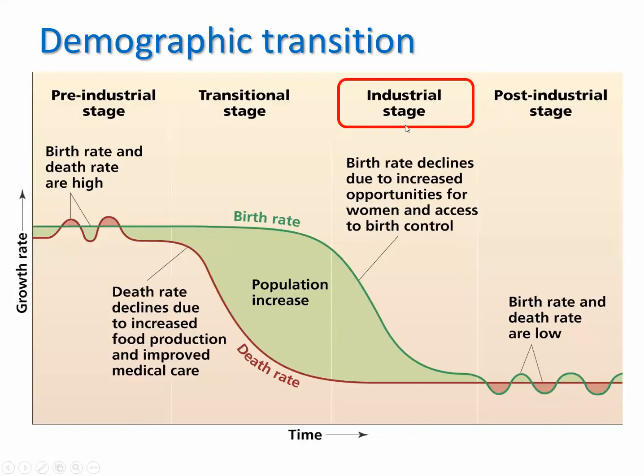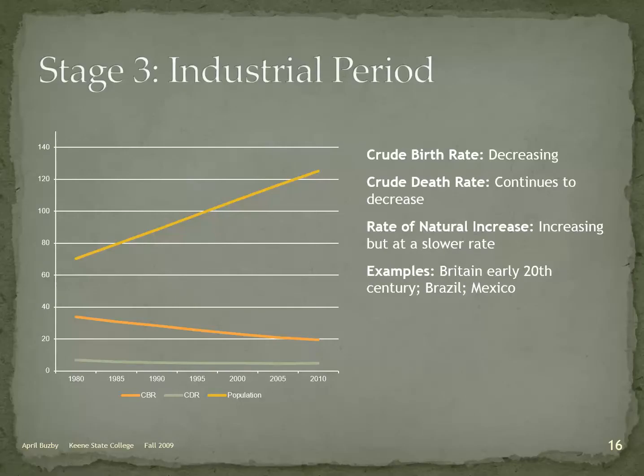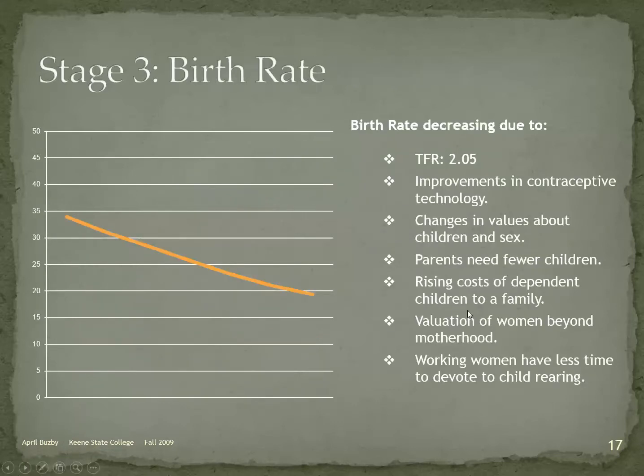So let's take a look at the industrial stage. Here we see crude birth rate starting to come down, and crude death rate staying low, and population still rising but not as fast. So this could be seen in Britain in the early 20th century and in Brazil and Mexico. What's causing the birth rate to decrease now? So we see now a TFR of around 2.05, which is around what we call replacement fertility rate: 2 children replacing the 2 parents.